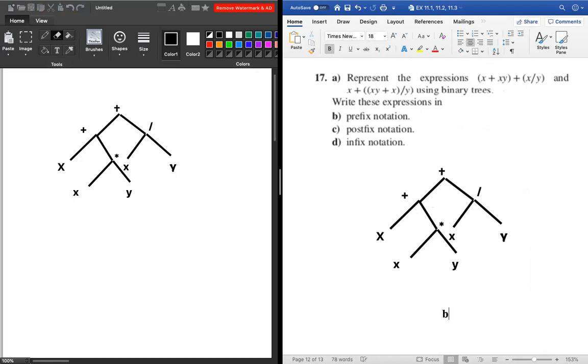So B part. Prefix basically says that, like previously how we did, we have to visit the root first and then the left child and then the right child. So if we visit the root, so this is plus, plus, x, and then we have this multiply x y, and then we have this division x y.